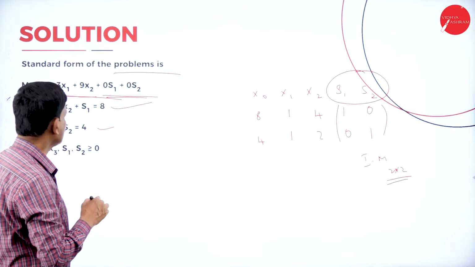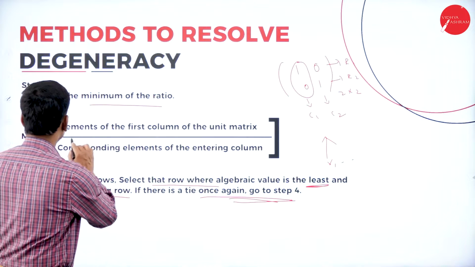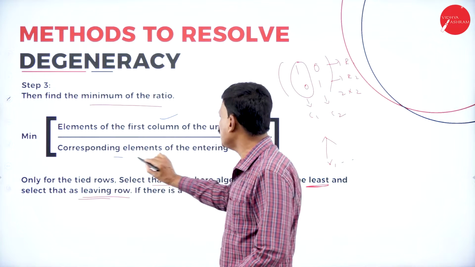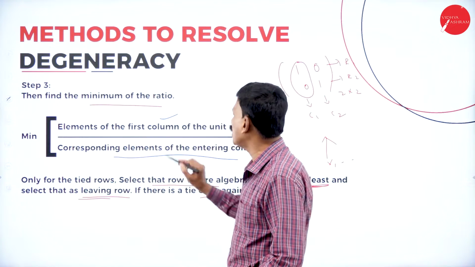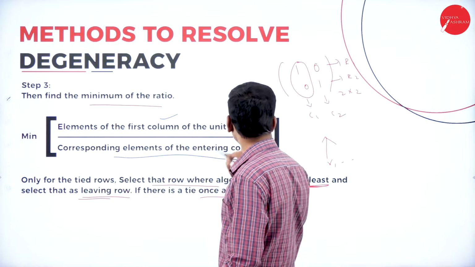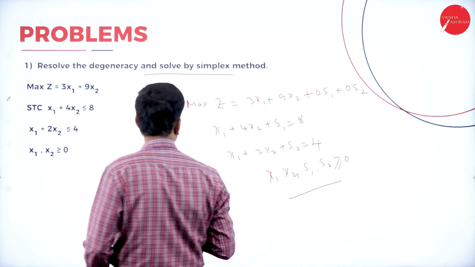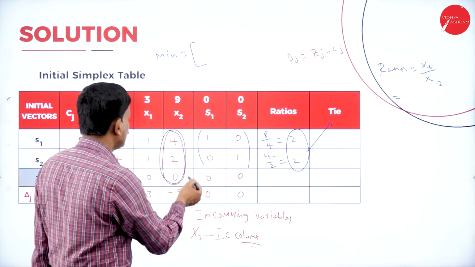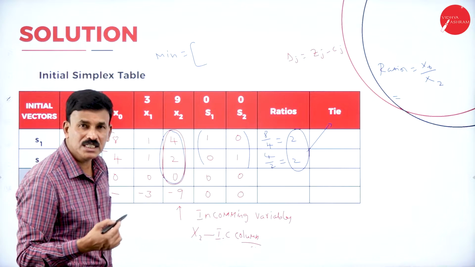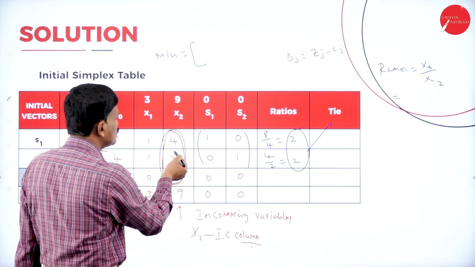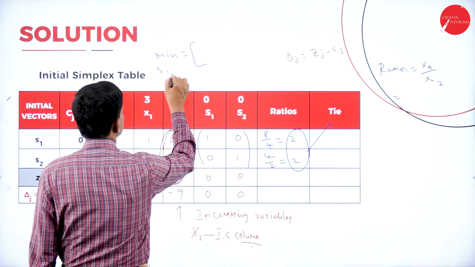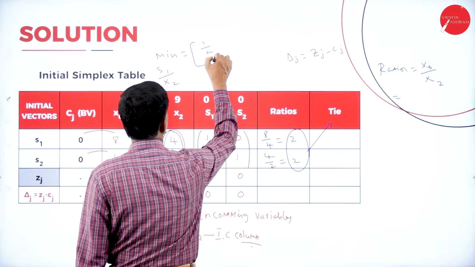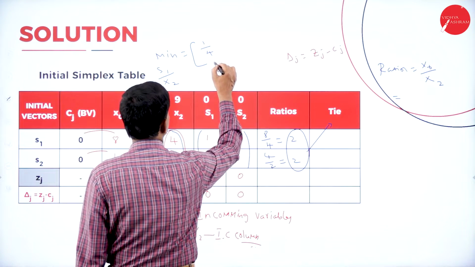Let me step back. What is the formula? The minimum value can be determined by the elements of the first column of the unit matrix divided by the corresponding elements of the entering column. The first column of the unit matrix is 1, 0. Divided by the elements of the incoming variable x2, that is 1 divided by 4 and 0 divided by 2.